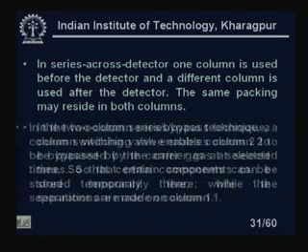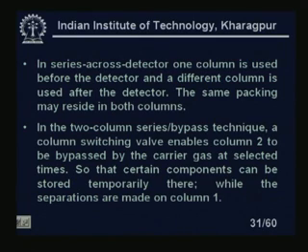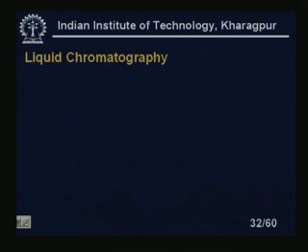In two column series bypass techniques, a column switching valve enables column 2 to be bypassed by the carrier gas at the selected time, so that certain components can be stored temporarily there, while the separations are made on column 1.